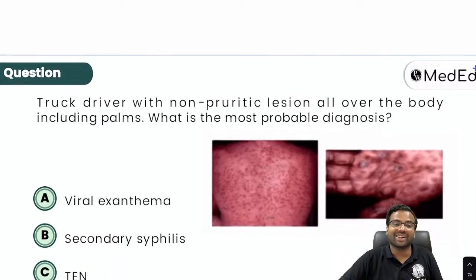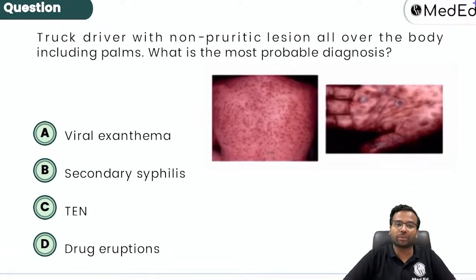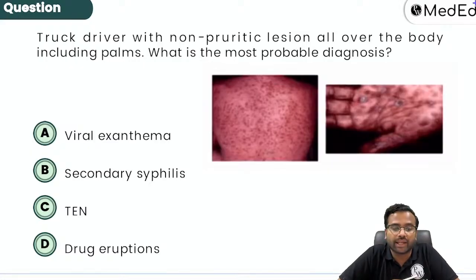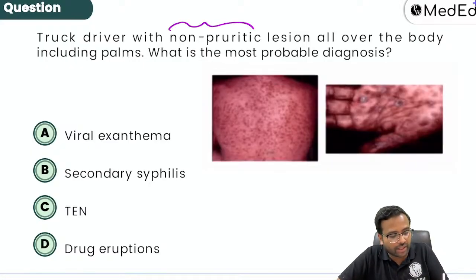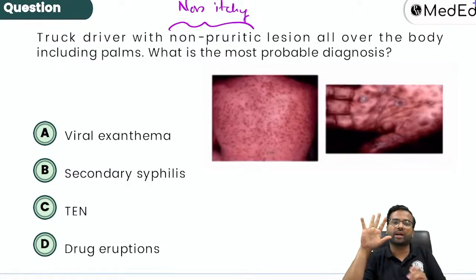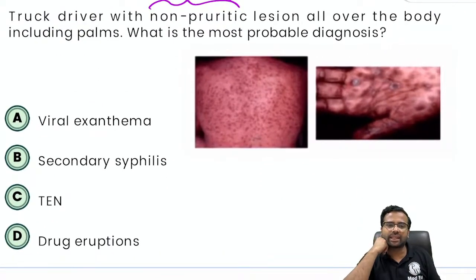Nice. Next one, a truck driver with non-pruritic lesion all over the body, including the palms. So what is the most probable diagnosis? The patient is having non-pruritic lesion. Non-pruritic means non-itchy lesion all over the body. And the patient is having a hyperpigmented lesion over the palms as well. So is it a viral exanthem or secondary syphilis, toxic epidermal necrolysis, or a drug eruption?